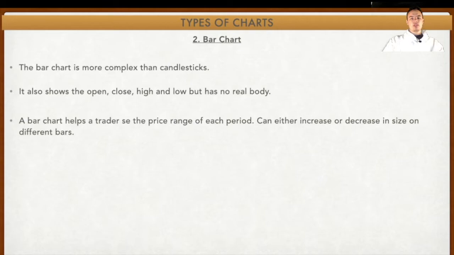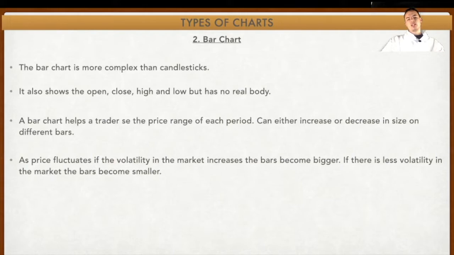So it does help a trader see the price range of each period, and can either increase or decrease in size depending on the different bars. Now, as the price fluctuates, if the volatility in the market increases, okay, then obviously the bar will be bigger, right? It's just common sense. If it decreases, the bar will become smaller.